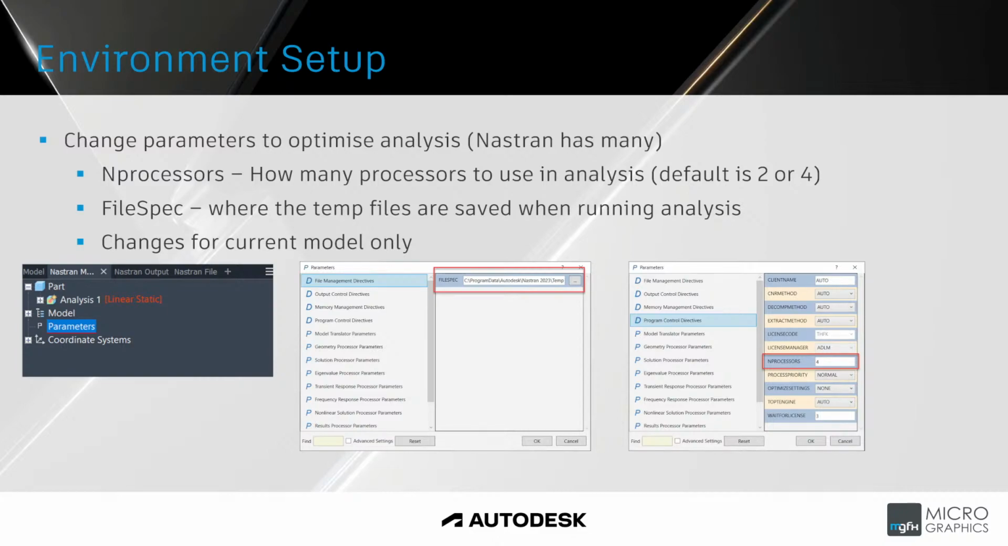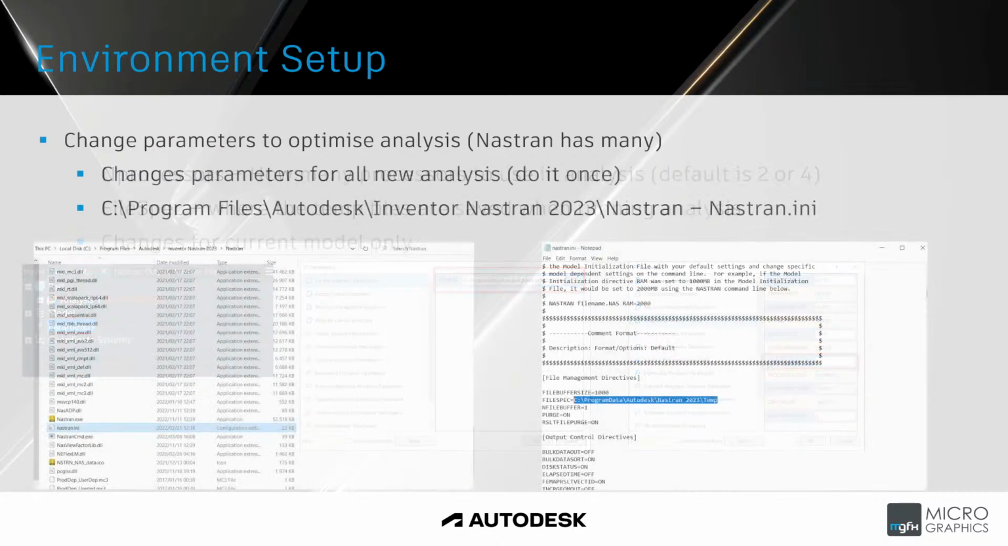Okay. Now, when you do change these, this is for the current model only. So when you open up a new part or a new assembly and you run your Nastran, you'll have to go and do this again. So what can we do to be able to just do it once and then leave it and run it until we upgrade to maybe 2024, 2025, or 2026?